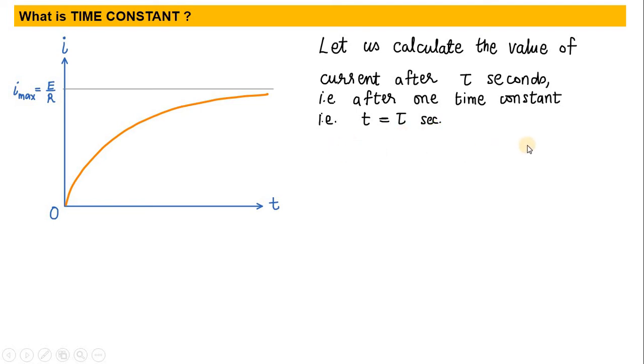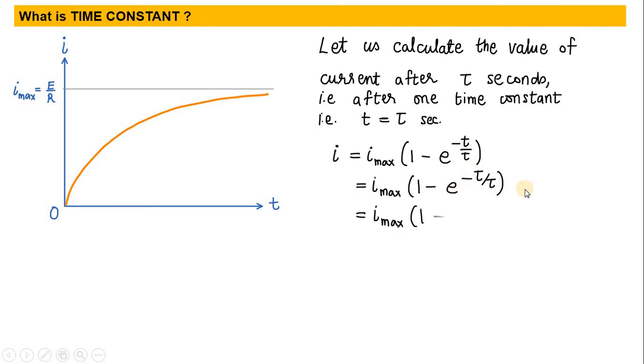So what was our formula? Here is the formula for calculating current after any time t. We want to find out the value of current in the circuit after time t is equal to tau seconds, that means after one time constant. So here you substitute t is equal to tau. We'll get I max into 1 minus e to the power minus tau by tau, which will become e power minus 1. Now what is the value of e power minus 1?